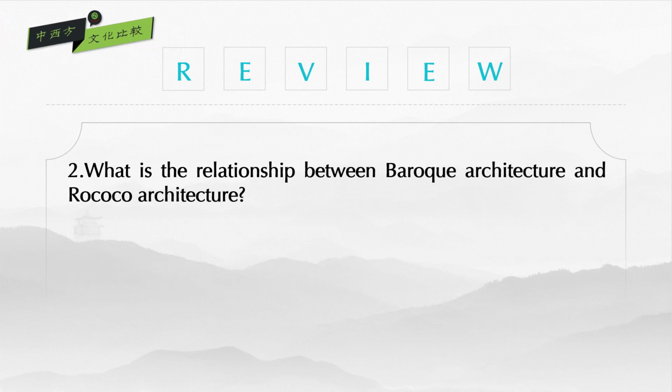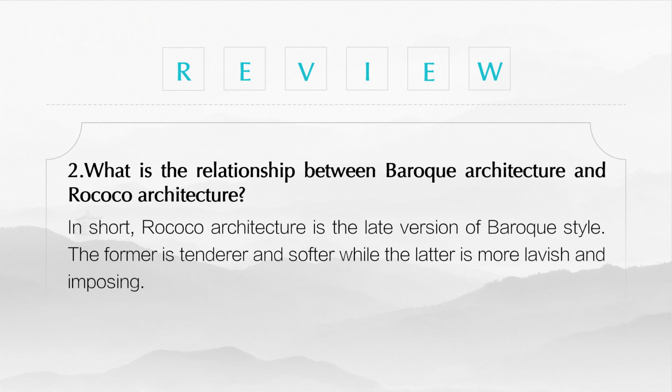Question number 2. What is the relationship between Baroque architecture and Rococo architecture? In short, Rococo architecture is a late version of Baroque style. The former is tenderer and softer, while the latter is more lavish and imposing.